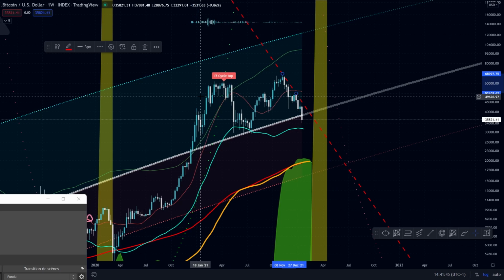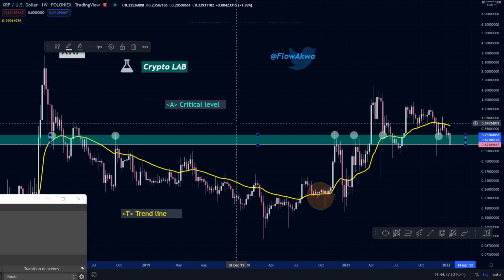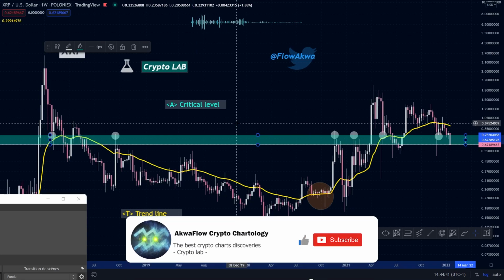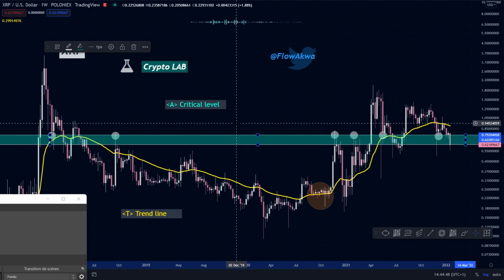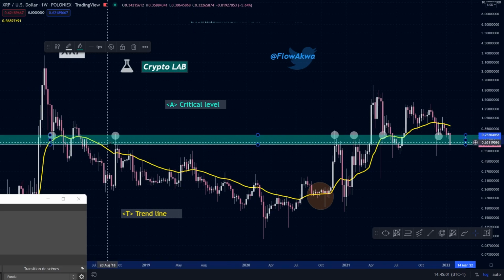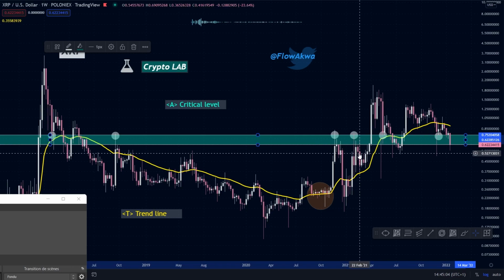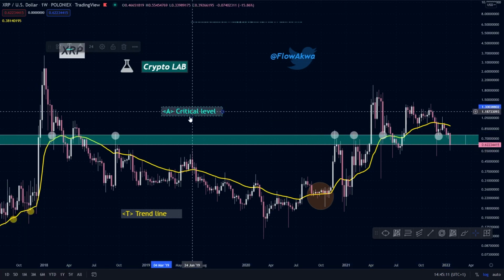Now let's move on to XRP. Today we are going to start with the trend line analysis, and XRP, like the rest of the market, is in a very bearish situation right now. First, we know that we are still below the trend line in yellow, so that's why the market is pretty bearish. Also, as you can notice, we have the critical level.